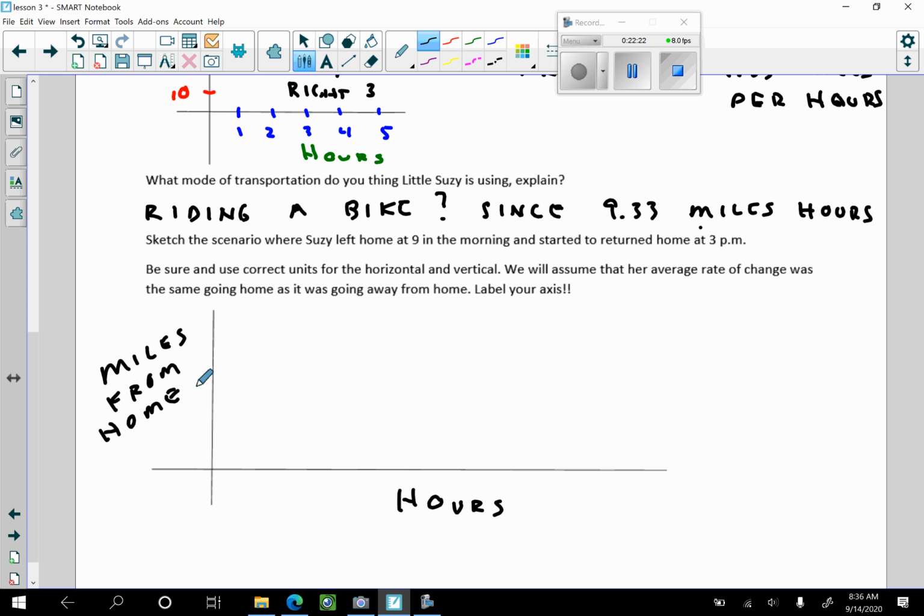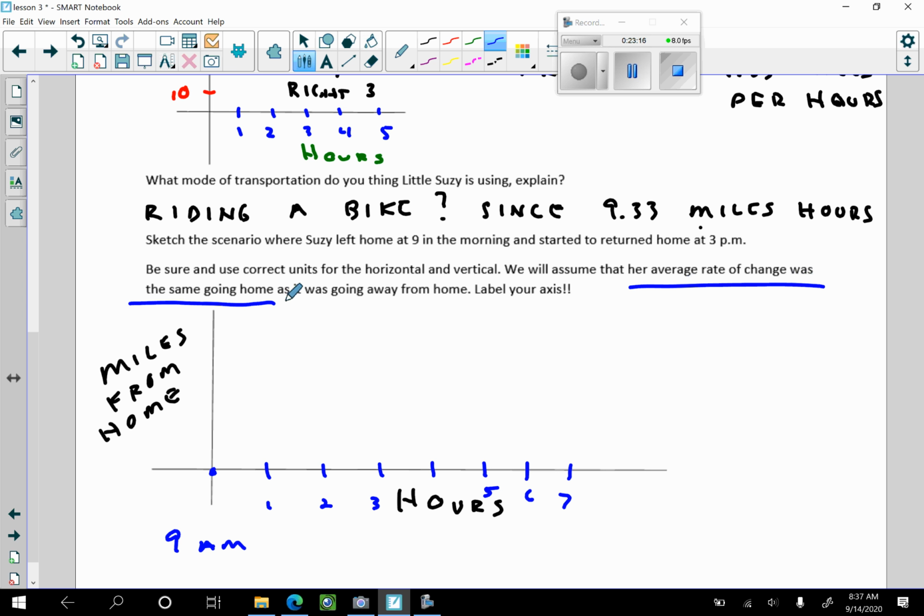So if she left home at 9 in the morning, she's going to start right here. And we're going to let 0 on the horizontal be 9 a.m. We're going to let that be 9. And so we're going to go 10, 11, 12, 1, 2, 3, 4. So these are going to be hours again. 5, 6, 7. And at 3 p.m., she started to go home. It does not tell us in this problem stem how far she went from 9 to 3, only that her average rate of change was the same going home as it was going away from home.